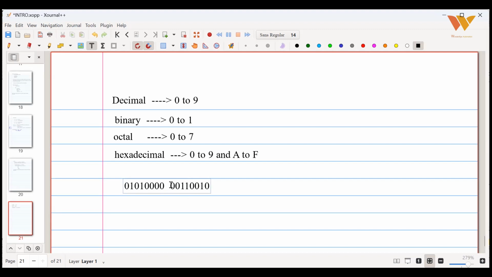Now see, this is 2 bytes of data, okay? Each one is representing 1 bit. This whole thing is 2 bytes of data. Now here, if I want to represent it in PLC, it will be very lengthy, correct? To avoid that, we'll be using it in hexadecimal form.